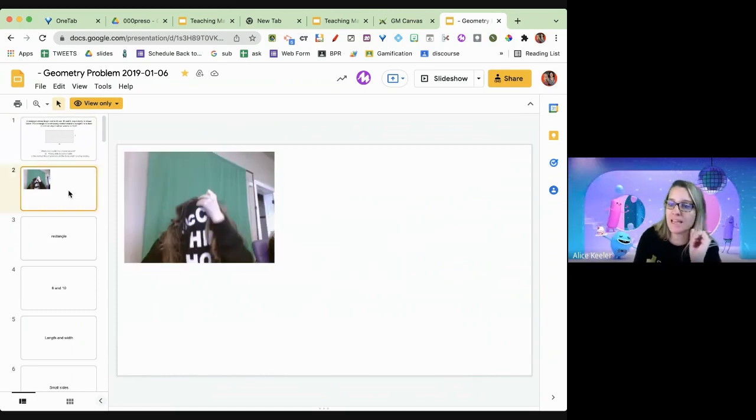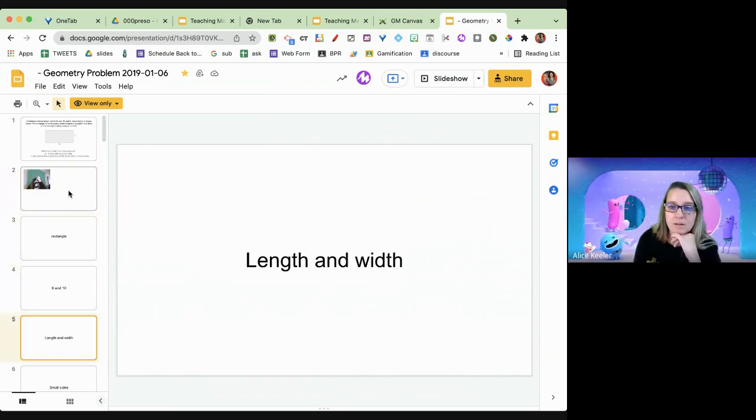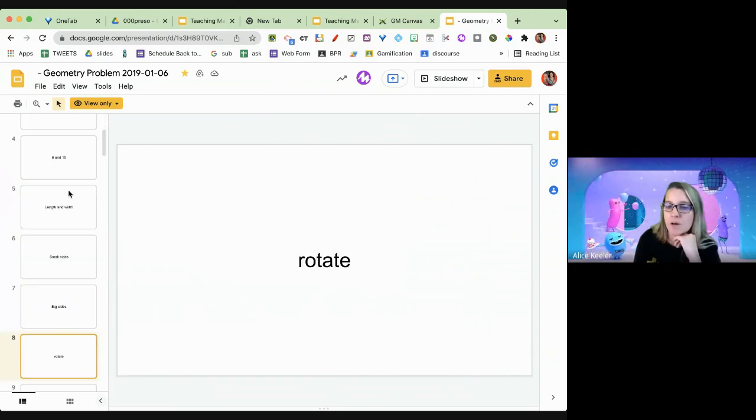I required they take a selfie. How do you feel about this? There's the 11-year-old, there's their selfie. That's how they feel about this math problem. Say, all right, well, the first thing we do is we just make observations. What do you notice? Rectangle, 6 and 10, length and width, small sides, big sides, rotate, 150. Weird symbol, 4 answers. She thinks she's annoying me. She's wrong. I think this is awesome.